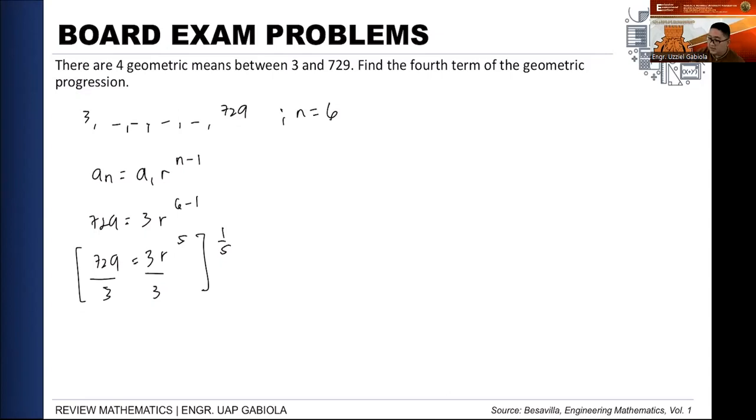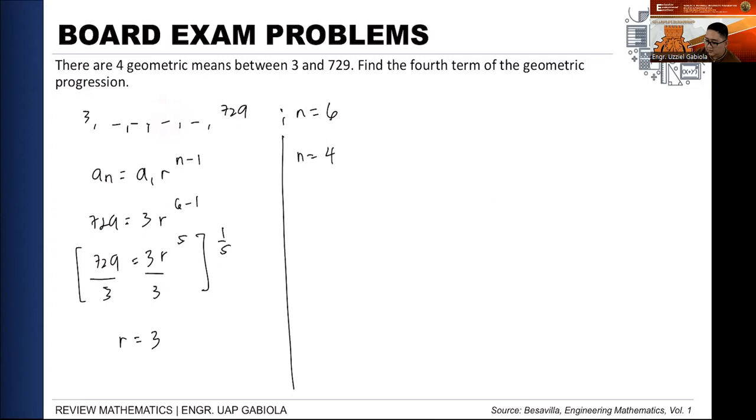So, r natin is equals to 3. Okay? Ngayon, pinapahanap is yung fourth term natin. So, itong term na to ang hinahanap, no? So, paano naman daw kapag ang n natin is equals to 4?